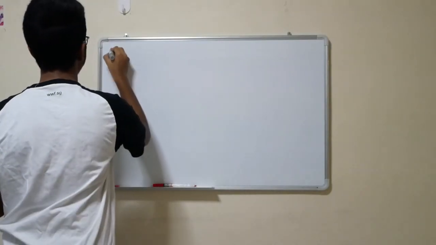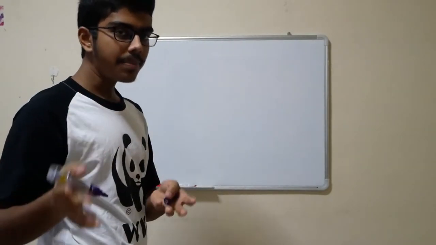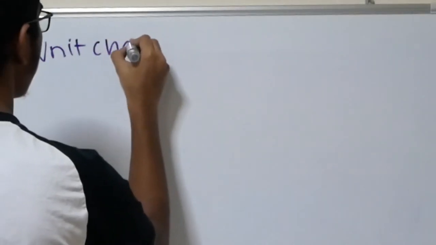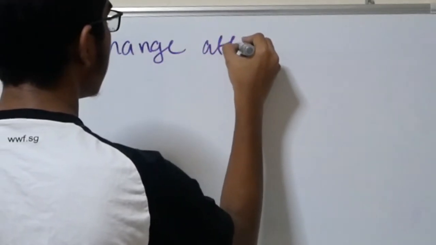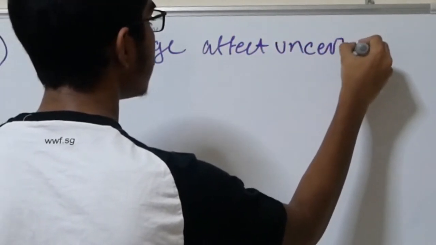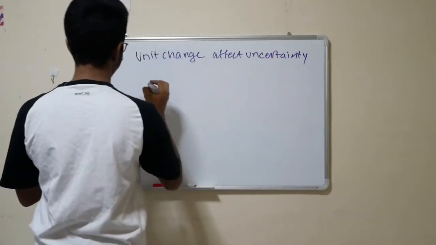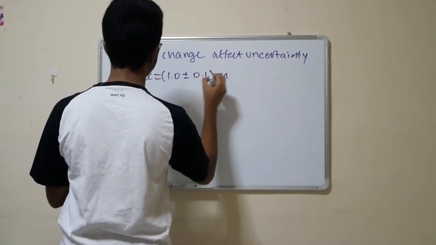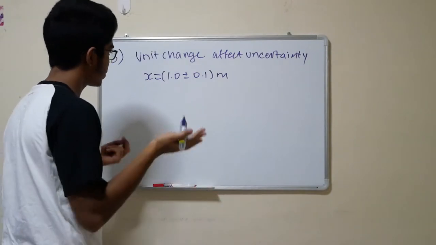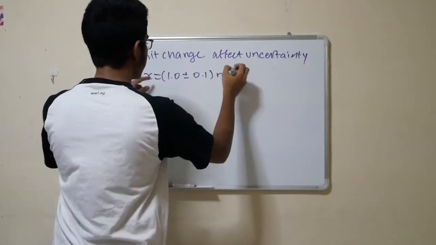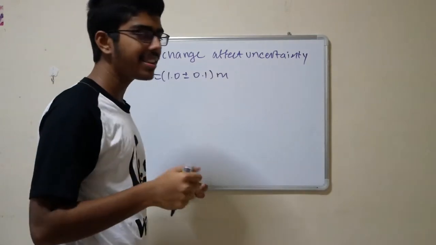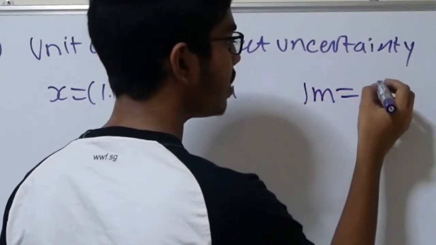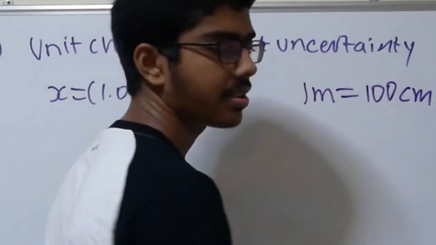Alright, in concept number 8, we are going to cover some important questions that people have. Number 1: does unit change affect uncertainty? For example, in the question they say x is equal to 1.0 plus minus 0.1 meters, and you have to use it in centimeters. Then how do you convert it to cm? Just calm down. What is 1 meter? 1 meter is 100 centimeters, correct?